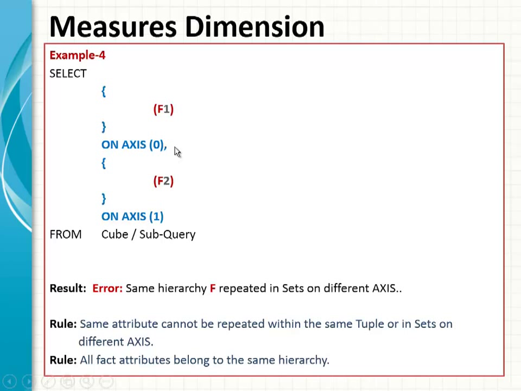In this example 4, we have MDX query structure with two axes, axis 0 and axis 1. Axis 0 having a set of one tuple with f1 attribute and axis 1 with a set of one tuple with f2. Now what's happening in this one is, because all the fact attributes belong to the same hierarchy, as measures dimension is a single hierarchy dimension, in this case that hierarchy is getting repeated across the axes, which is not allowed. Let's see an example of this.